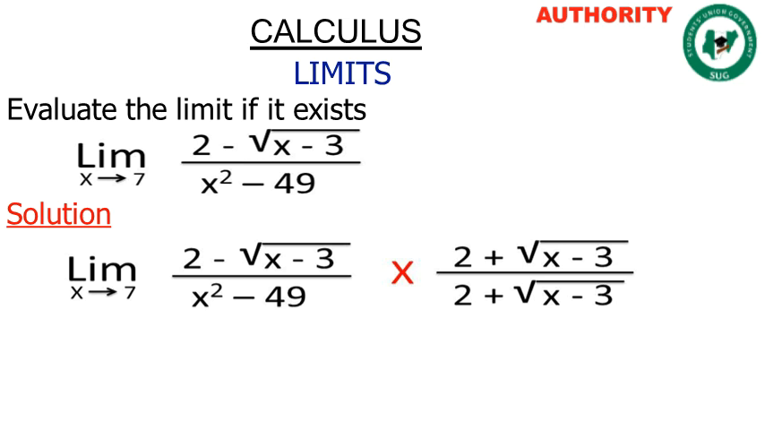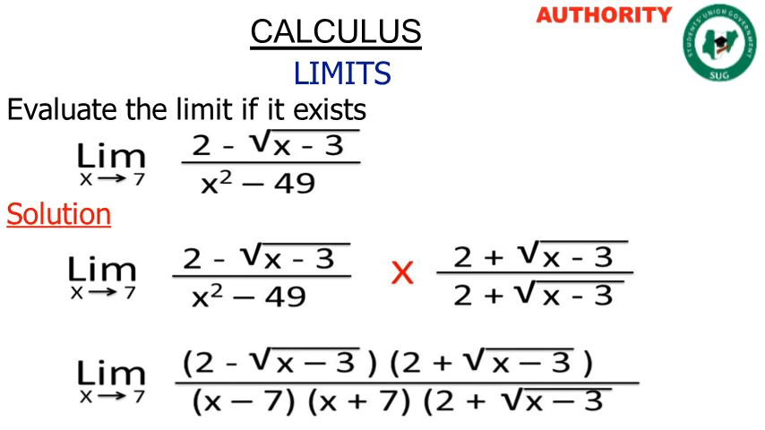See how we're going to do it. We have the limit as x approaches 7 of (2 minus the square root of x minus 3), then another bracket (2 plus the square root of x minus 3), all over x squared minus 49, which is an example of a difference of two squares. So we are going to reduce 49 to its square root, since it is a perfect square. So we have x squared minus 7 squared.